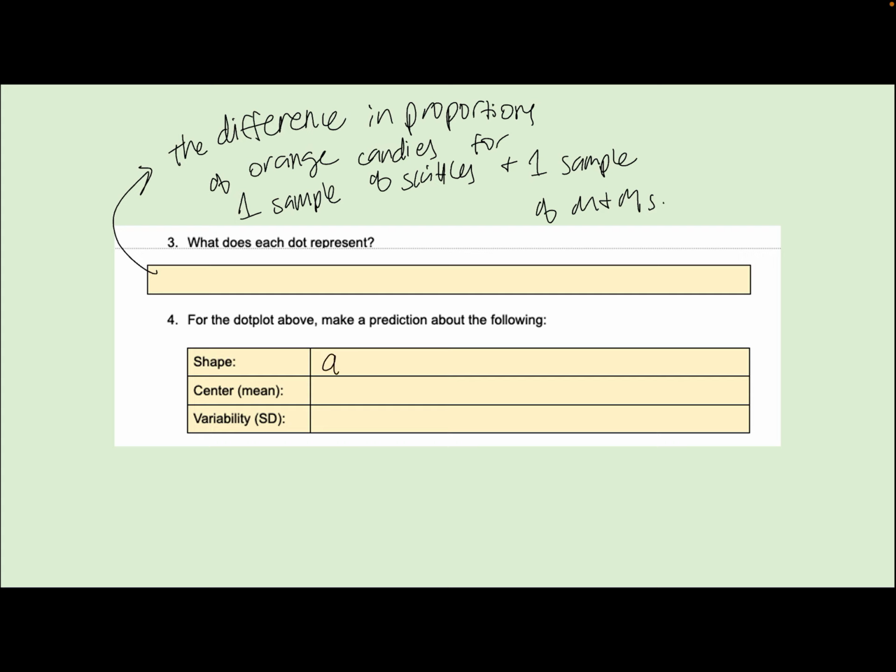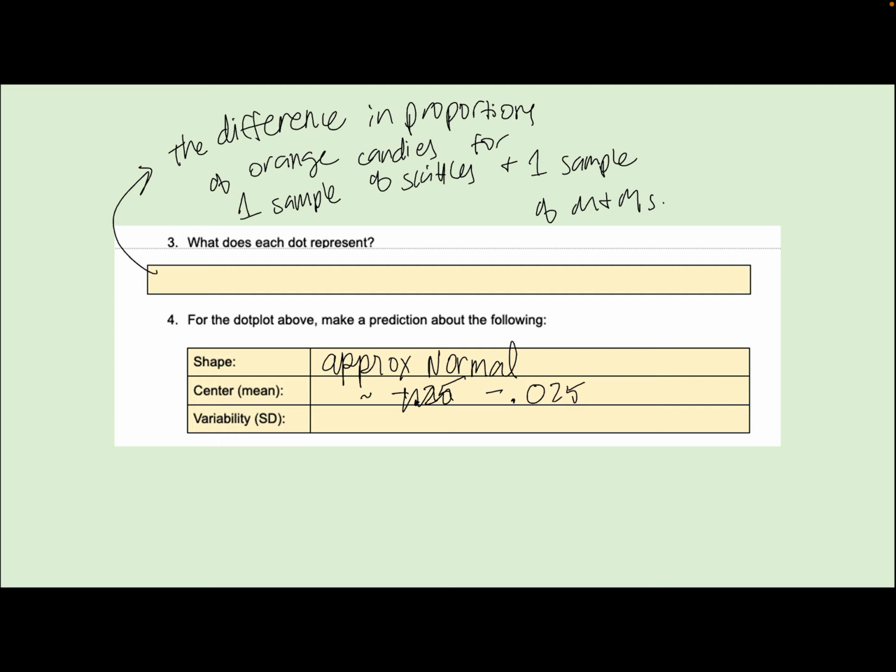For shape, to me, this looks approximately normal. Man, I really wish I would have put a screenshot of the graph on my PowerPoint, but I didn't. It's okay. Looking at it, it looks like the mean is maybe negative 0.25-ish. I don't know. Just trying to estimate where, not negative 0.25, negative 0.025. Yes, that's what I meant to say. Your estimate can be a little bit different from mine. It's just kind of eyeballing it.